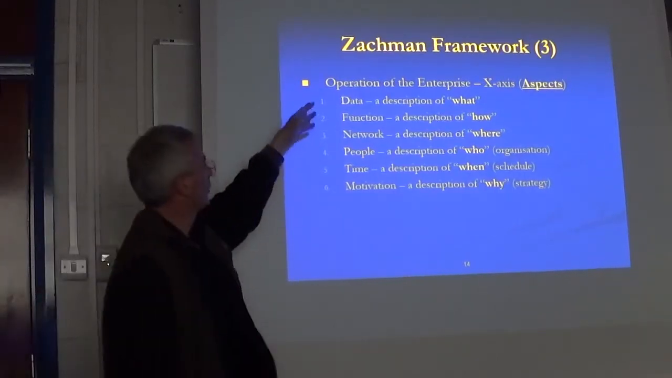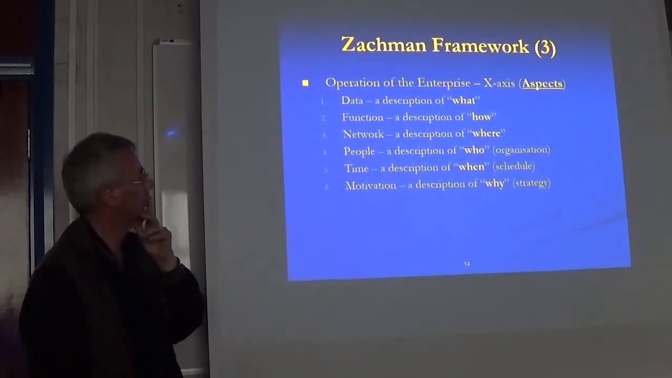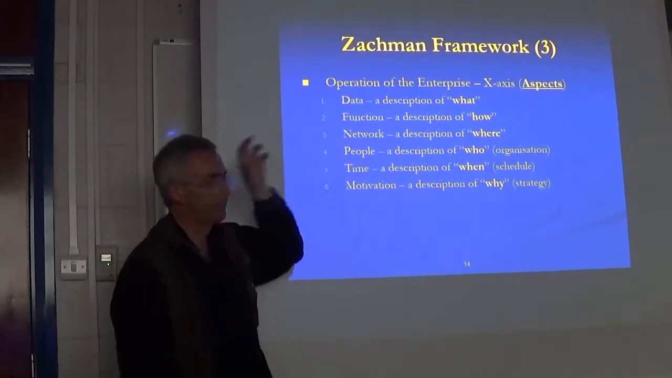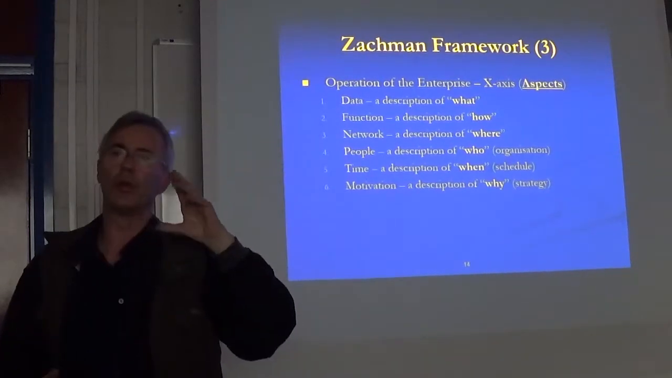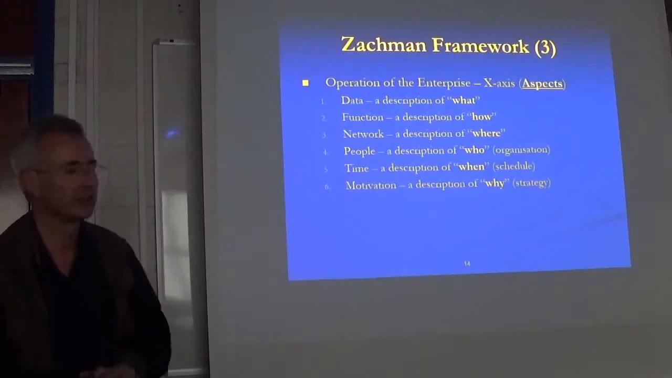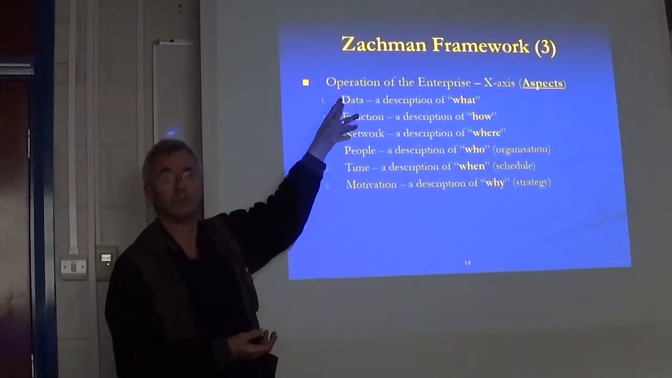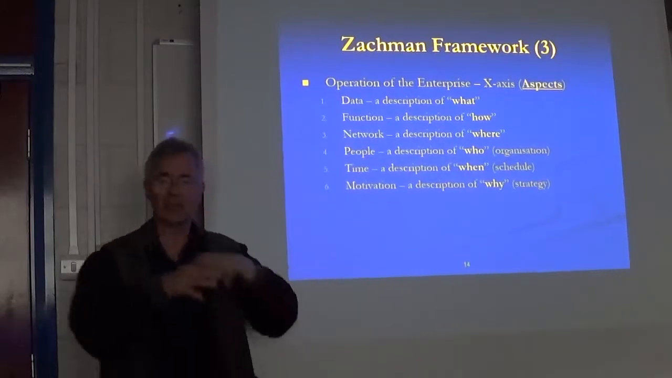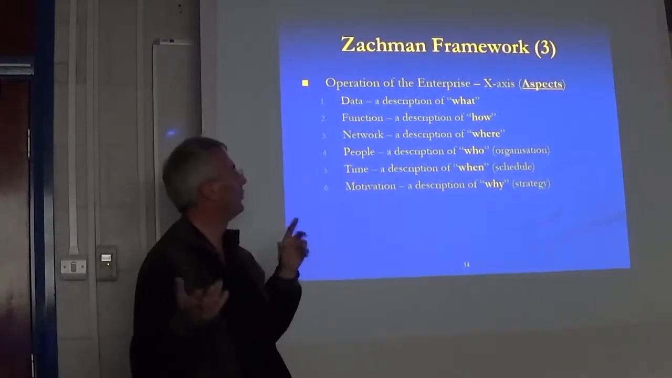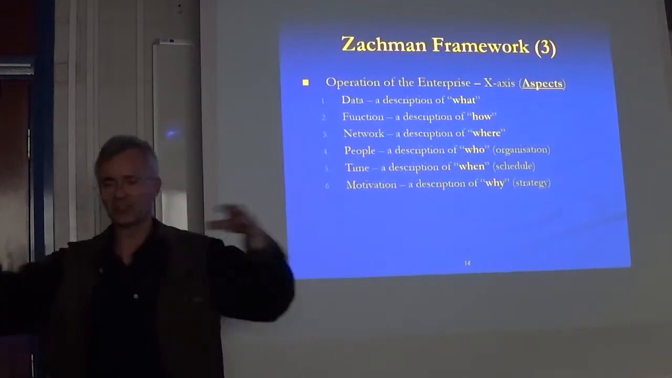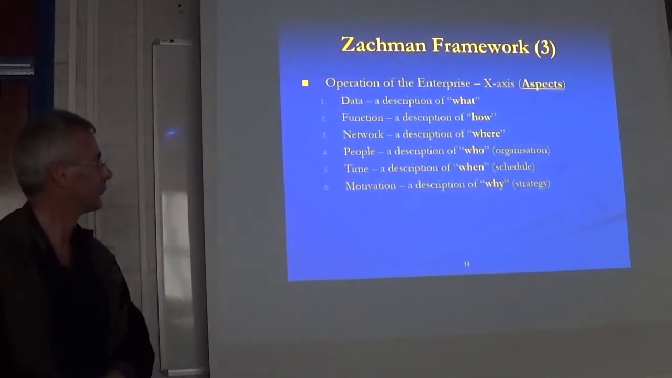And then across the top, Zachman split up the way that an organisation works into these 6 types of things. There's data, which is what we have. The function is how we manipulate it, what we do with the data. Networks, kind of where it lives.